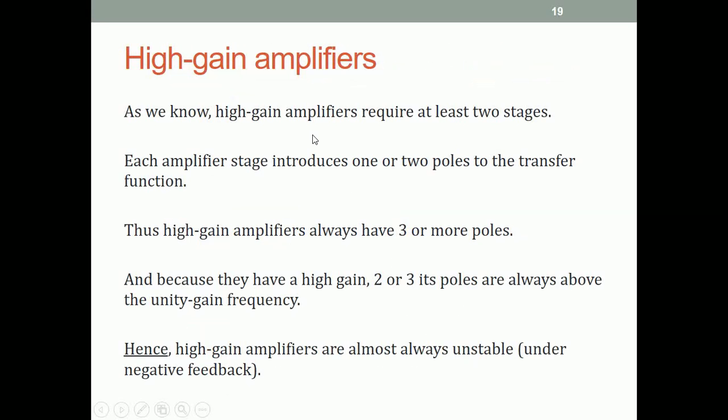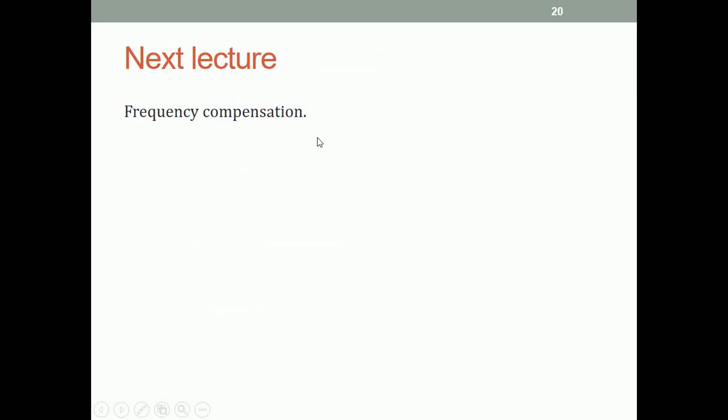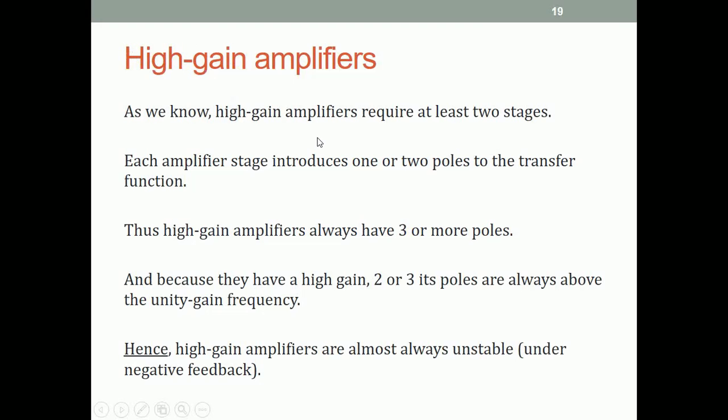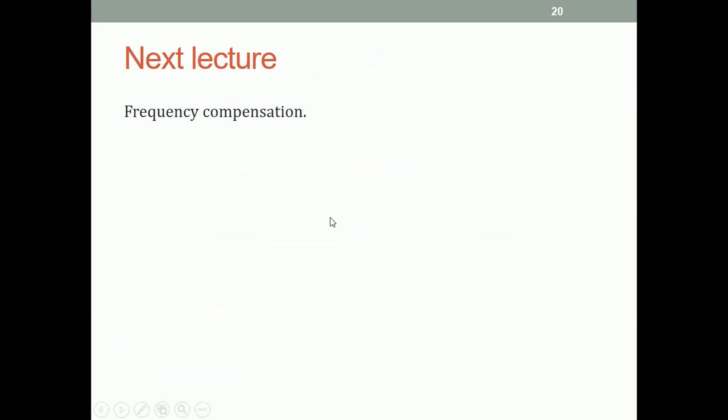All the amplifier configurations we have looked at that were high gain, the gm ro squared type of configurations, will almost always have 2 poles above the unity gain frequency, therefore a phase margin of either 0 or less, and therefore unstable. What this means is that we'll have to do something to these amplifiers to make them stable, and that process is called frequency compensation, which we'll see in the next lecture.